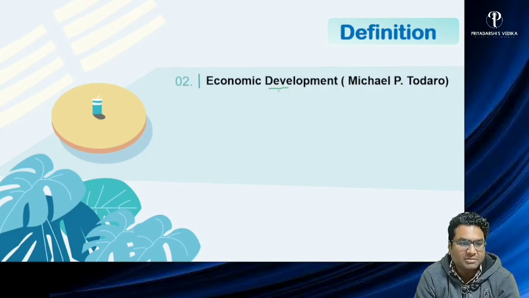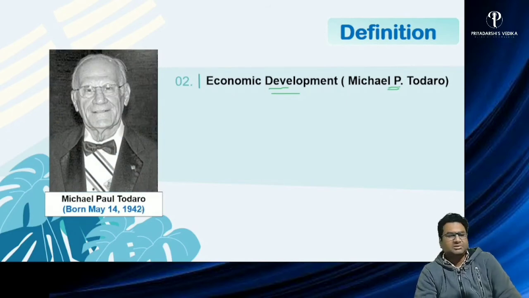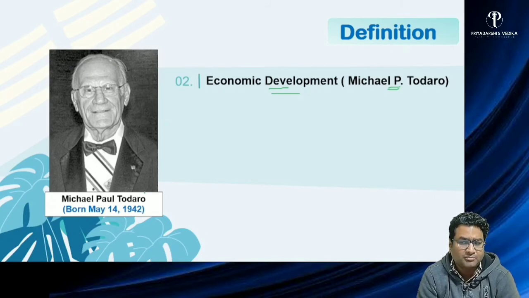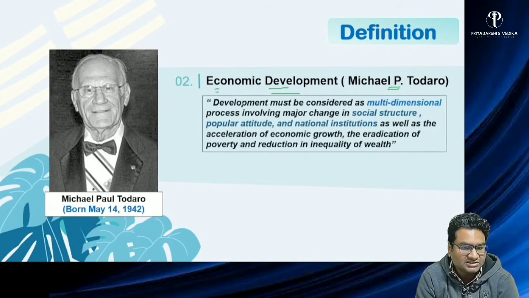See, the economic development concept. Michael P. Todaro is a great economist with really big ideas about economic development and socio-economic aspects. He has also written lots about economic and political aspects, and has proposed lots of theories regarding development with the economic aspect. Let's have a definition which says lots of things about it. See, he says that development must be considered as a multi-dimensional process, as I told you earlier, involving major changes in social structure.